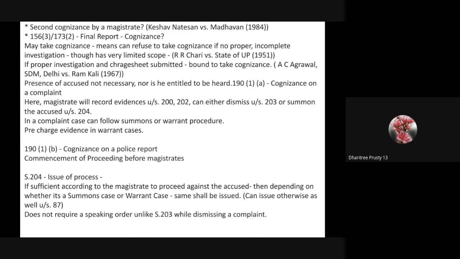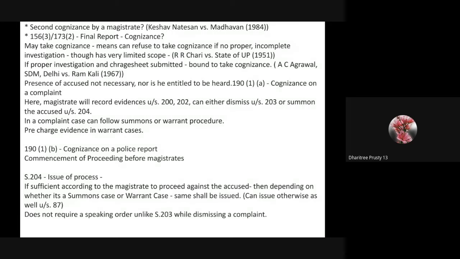And if it is a proper investigation and a charge sheet has been submitted, then the court is actually bound to take cognizance of a cognizable offense. It was narrated in AC Agrawal, SDM Delhi versus Ramkali, 1967 case. Again, we have to know that the presence of the accused is not necessary while taking cognizance, nor is he entitled to be heard.